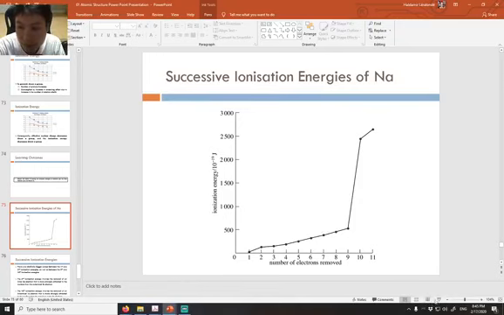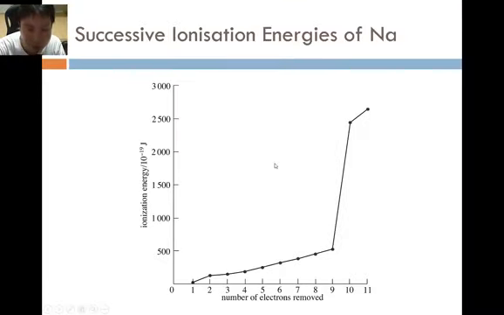Okay, so this is the successive ionization energies of sodium. Still on the topic of ionization energy. Basically, what this graph is saying is that this is the first ionization energy of sodium, and this is the amount of energy. It seems to be at 0, but I assure you it's not 0. It's close to 0.